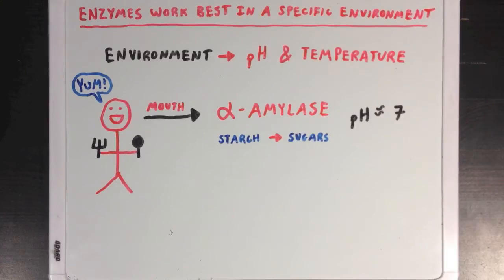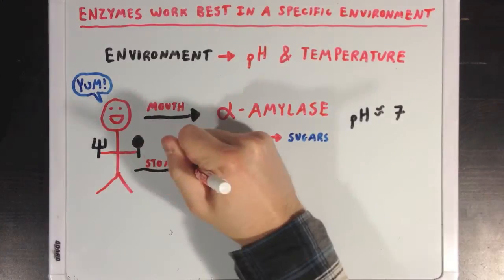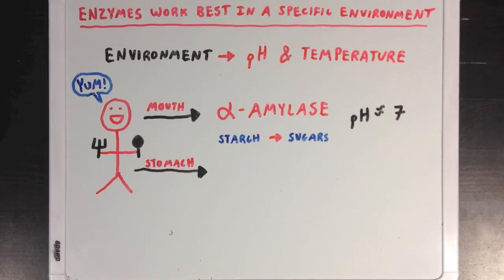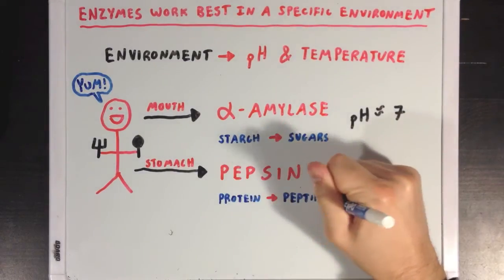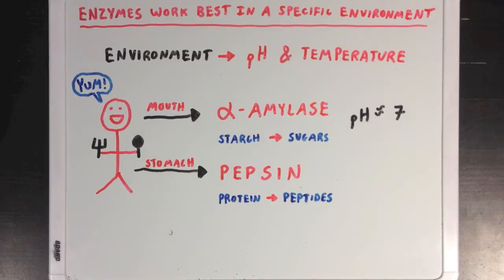Now, moving along, the food that our guy ate is going to go all the way down to his stomach, where a whole different group of enzymes will start breaking down the food. Now, one enzyme that humans have in their stomachs is called pepsin, which breaks down big proteins into smaller peptides. Pepsin will be most active at a pH of around 2, which is also the pH of your stomach, which is so low because of all the stomach acid that you'd find there.